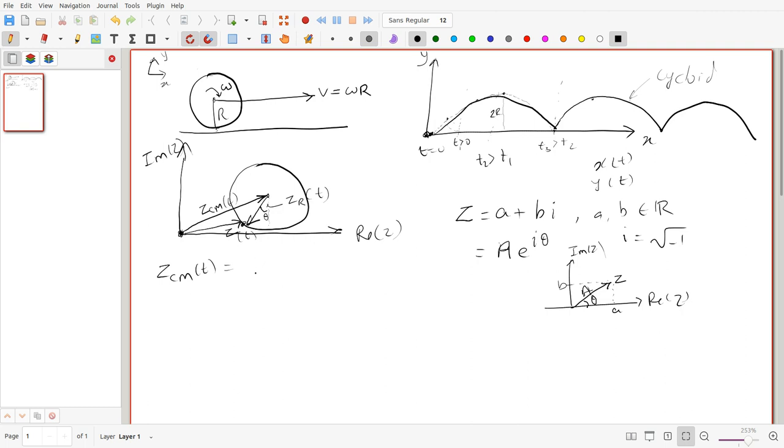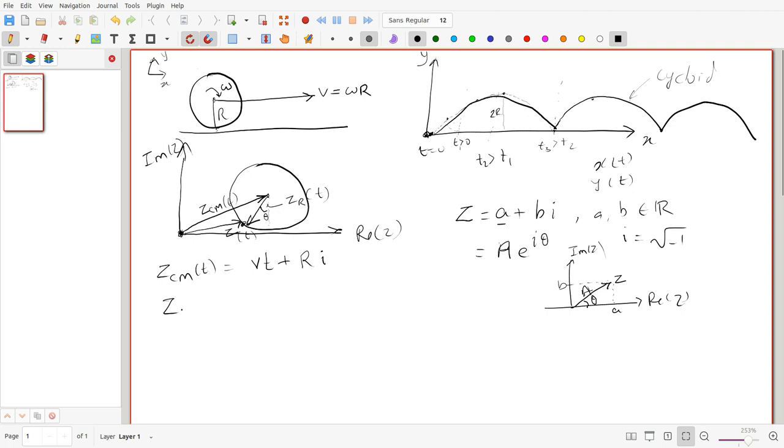So what do you think that is? Well, along the x-axis, rather the real axis, in time t we have moved v times t. So the small a here happens to be vt, which is exactly this distance. So we got the real component of z CM. And what's the imaginary component? Irrespective of time, it's always the radius. So to get to this point, we travel v times t along the real axis and r units along the imaginary axis. So it's pretty straightforward to compute z CM of t.